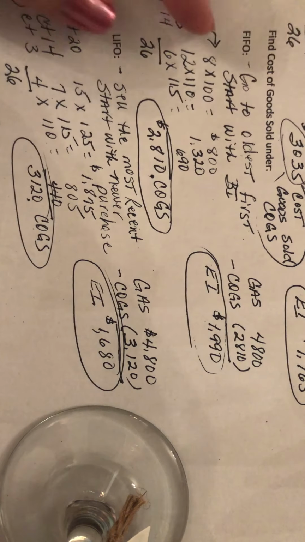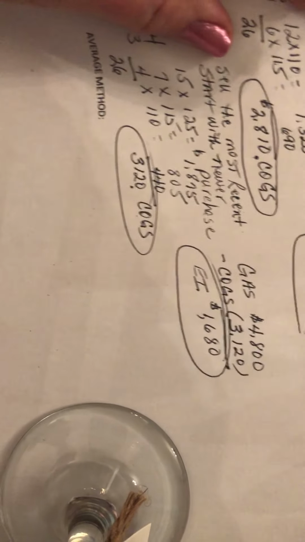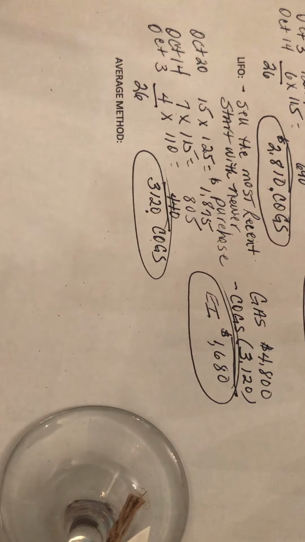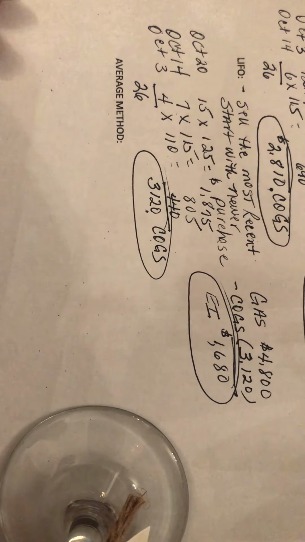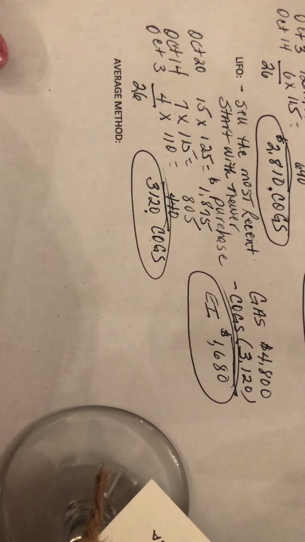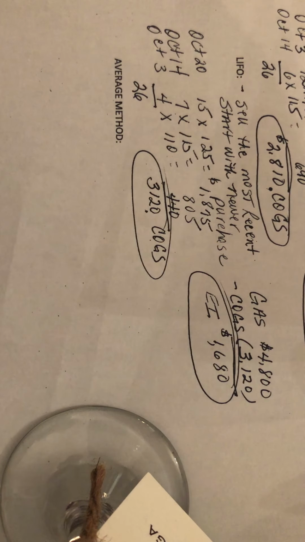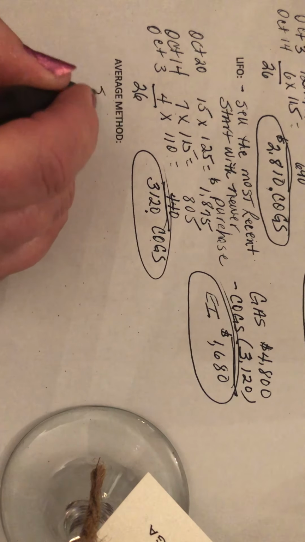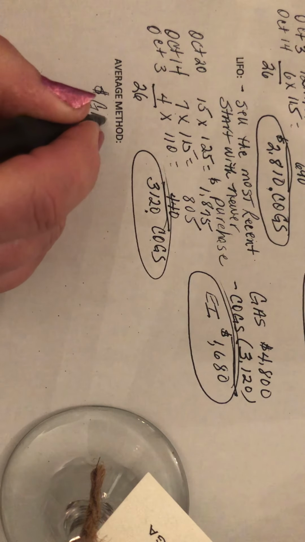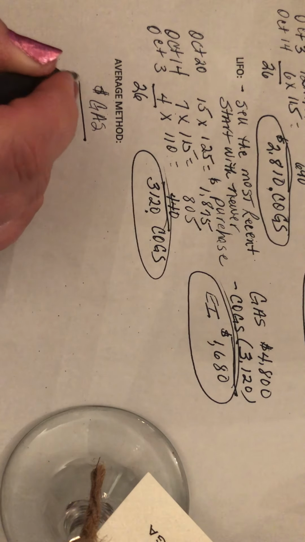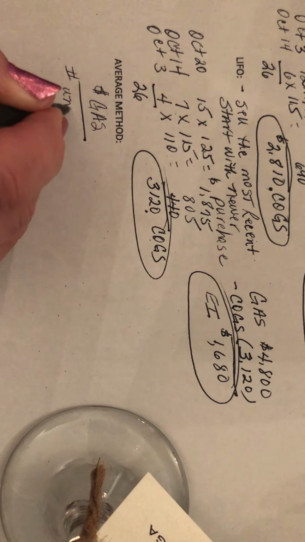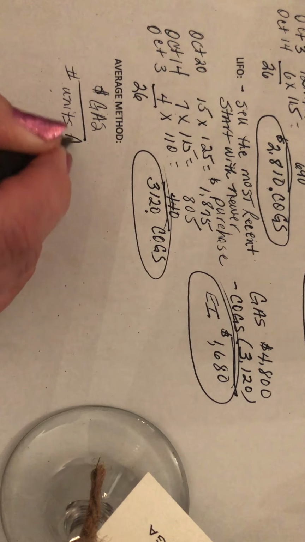Now let's do average. Average is the one that's kind of middle of the road. It's going to even everything out. Like I gave you the example, you just mix all the milk together and it's the same. Even you're mixing older and newer milk. There's a little formula, though, for average. What you want is the dollar amount of goods available for sale, and you want to divide that by the number of units available.